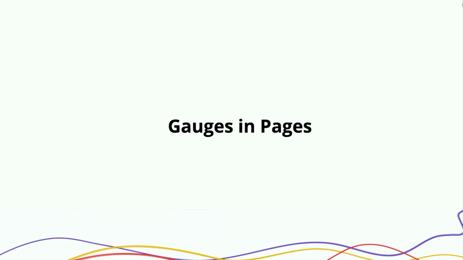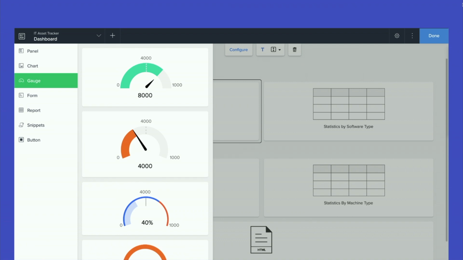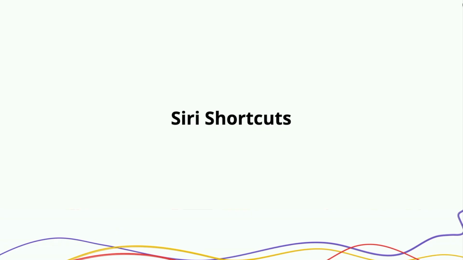And this is a small feature, but a very nifty feature. We have added gauges in pages. For example, if you want to have progress, let's say you're building a project management application, you want to see the progress. These kinds of small widgets can help you out, and we have provided very fine-grained configuration for these gauges in pages. And we have added Siri shortcuts.